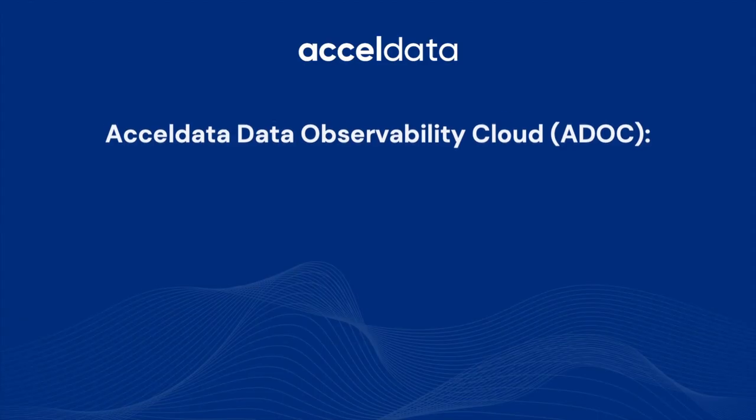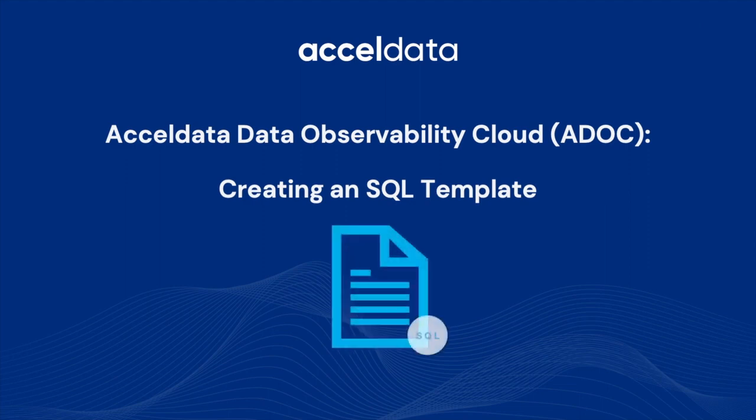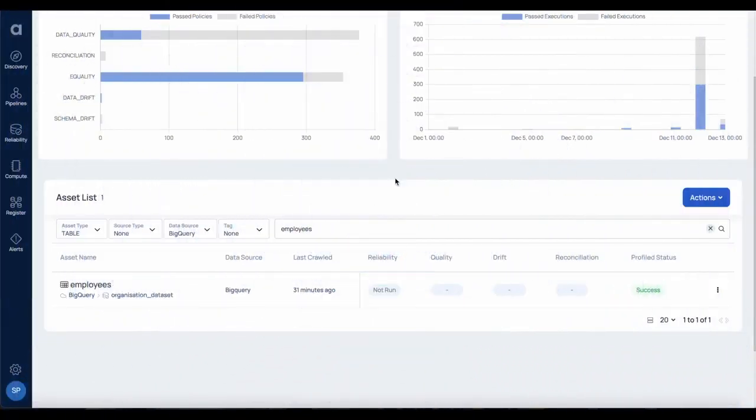In this video, we'll be seeing how to create an SQL template in ADOC. An SQL filter allows you to write a Spark SQL expression to filter data from an asset in your database. The SQL filter can be used in a data quality policy as a transform column or as a validation rule.